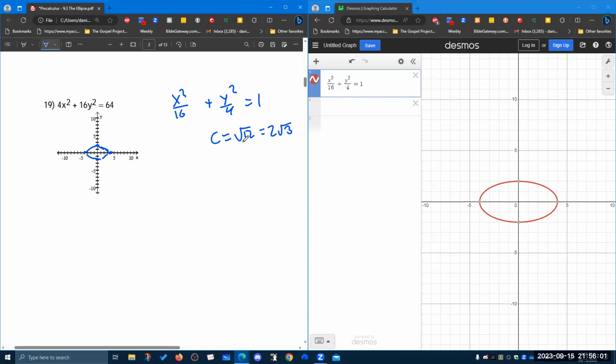So I want my points to be at 2 square root of 3, 0, and -2 square root of 3, 0. And there's my foci. Those points are negative, not quite at -3.5. They're out here, very close to the vertices.